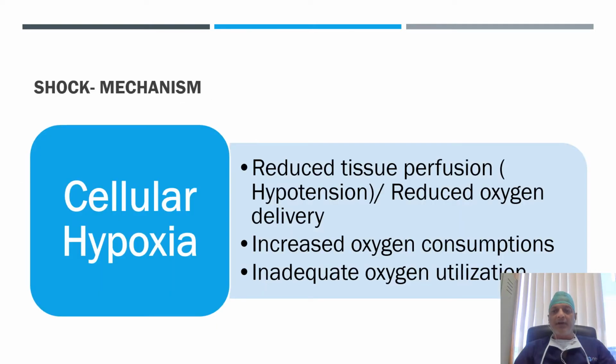As we understand, shock and cellular hypoxia due to circulatory failure are synonyms. Here it is important to understand that shock and hypotension are not synonyms. In fact, a patient in shock may be normotensive, hypotensive, or even hypertensive. Cellular hypoxia may be because of reduced oxygen delivery, increased oxygen consumption, or inadequate oxygen utilization at the cellular level, or a combination of all.